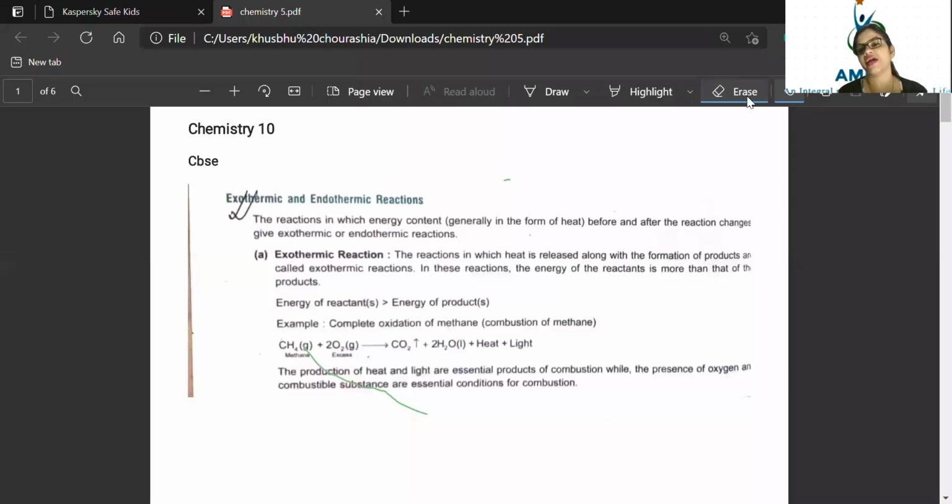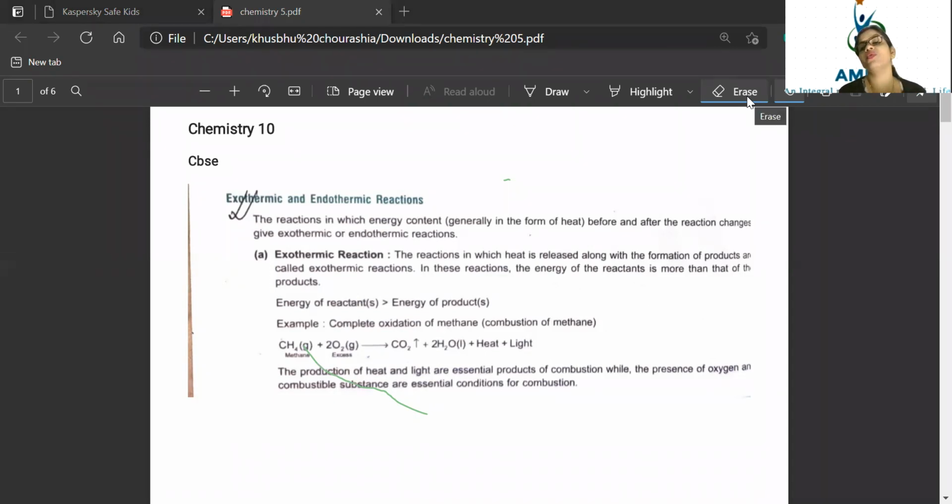Today in the chemical reactions and equations chapter, we are going to study exothermic and endothermic reactions, and understand different types of reactions. Till now, we have done the characteristics of chemical equations. After that, we also studied precipitation and catalyst. That part we have already finished.